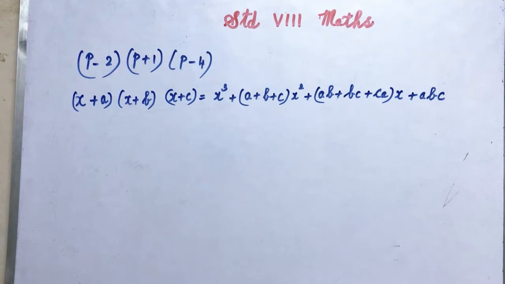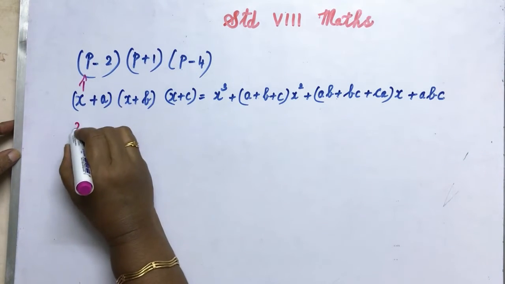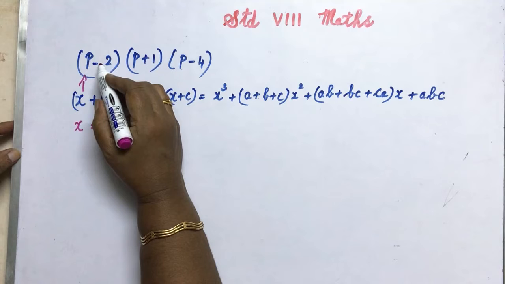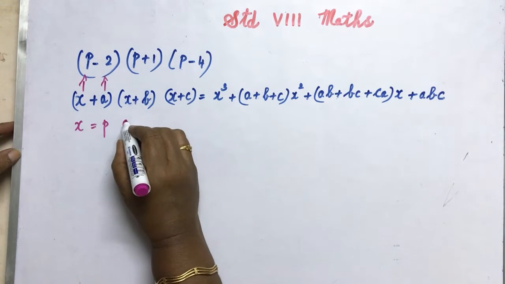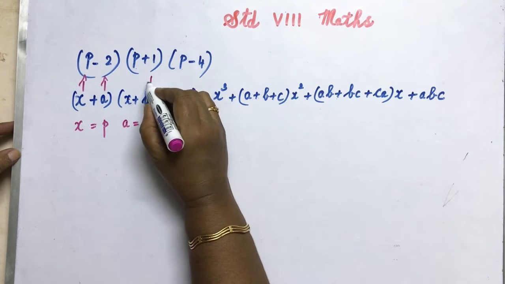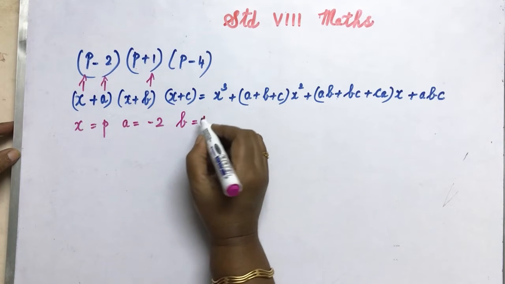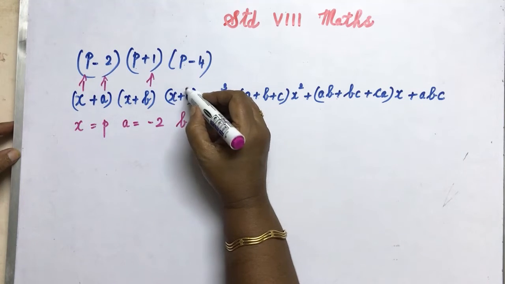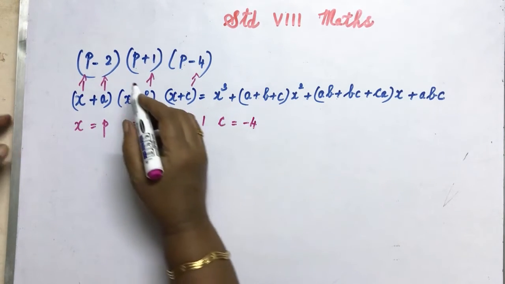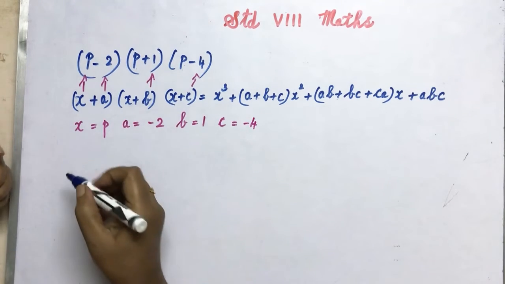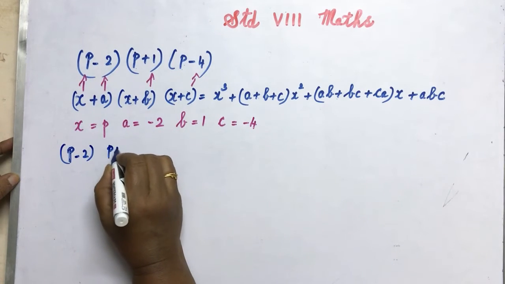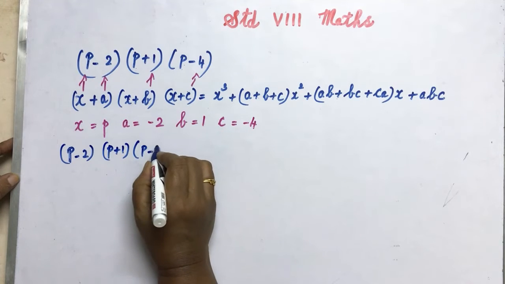In the place of x we have p, and in the place of a, in the identity we have a plus sign, but here the value given is minus. So a is equal to minus 2. Then x, in the place of x we have p, and in the place of b we have plus 1, and in the place of x we have p, and in the place of c we have minus 4. Now we will write the identity. So (p minus 2) into (p plus 1) into (p minus 4).